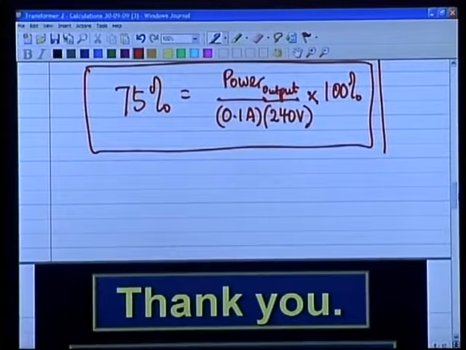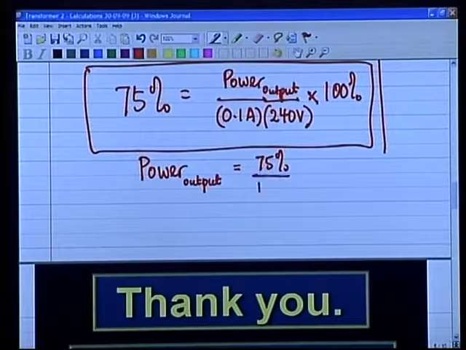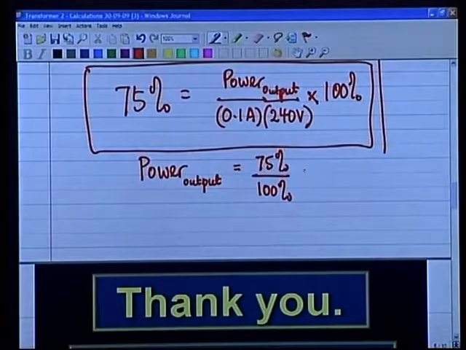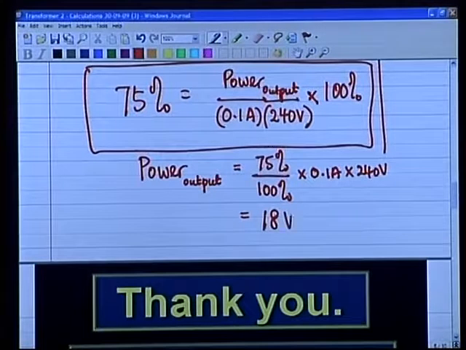It's almost finished. So from this equation, the only thing that we need to calculate now is power output. So the power output, which is the power of the secondary coil, is equals to 75% divided by 100%, multiplied by 0.1 ampere multiplied by 240 volts, and I would get my answer, which is exactly 18 watts. All right. So this will be my answer to the question.